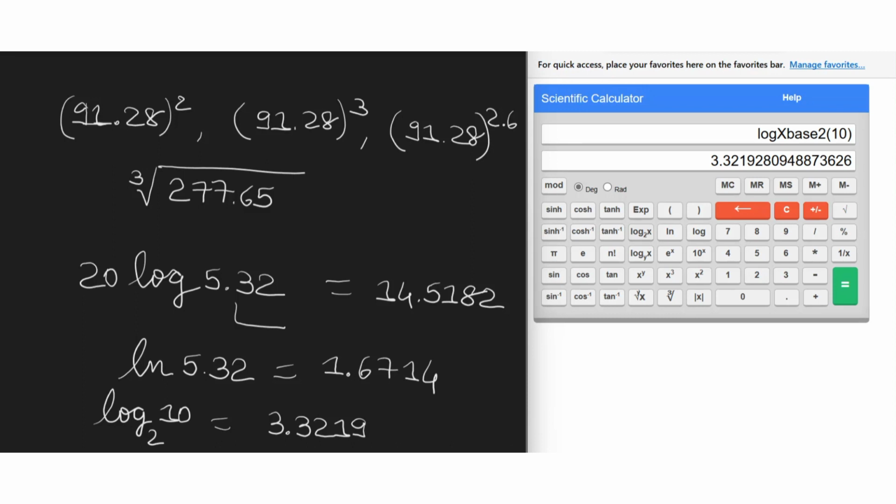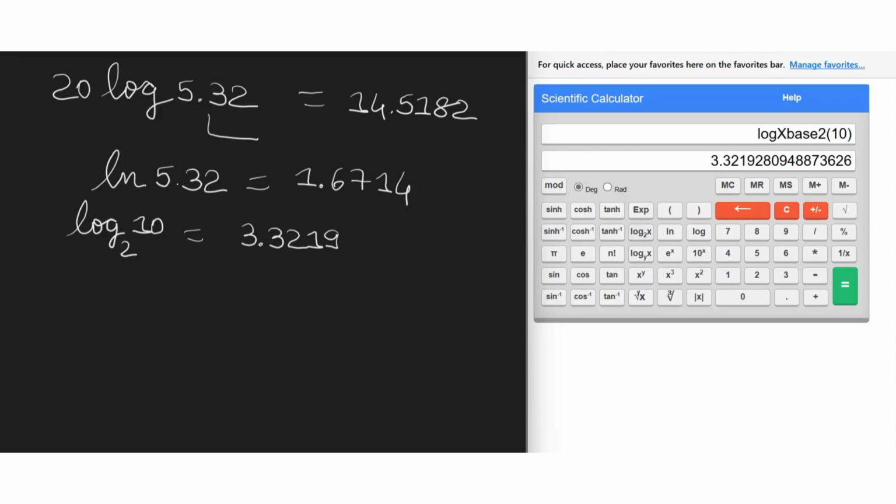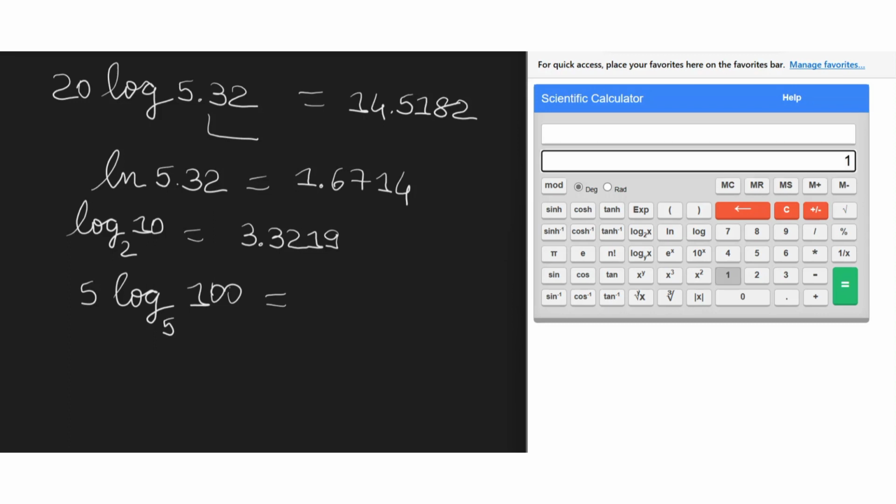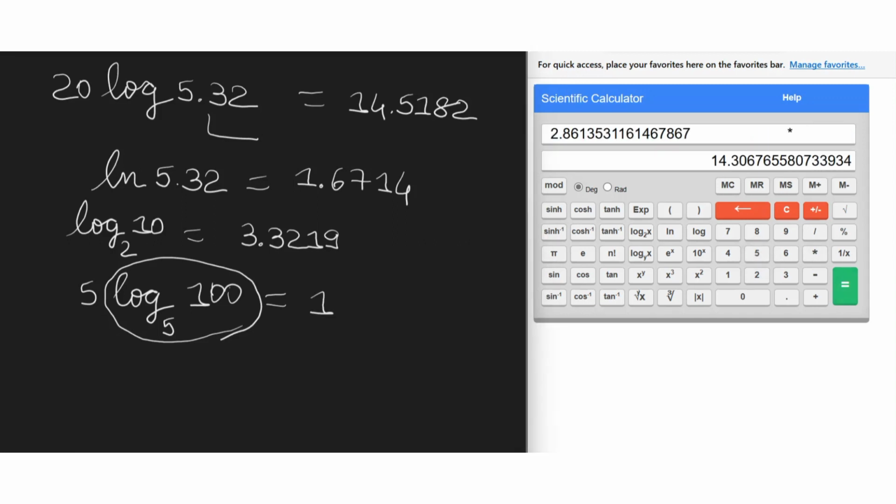Then suppose I have base other than 2 or 10. Let me take that example also. 5 log 100 to the base 5. For this, what you will do, here you will type 100, then press this log x to the base y symbol, and then press 5 and equal to, we get 2.8613. This was log 100 to the base 5. Multiplying it with 5, we get it as 14.306.